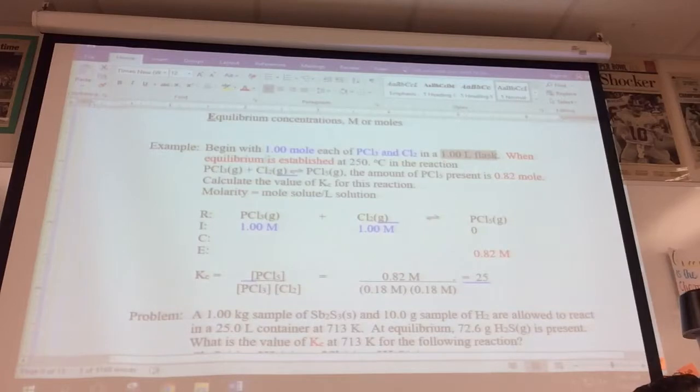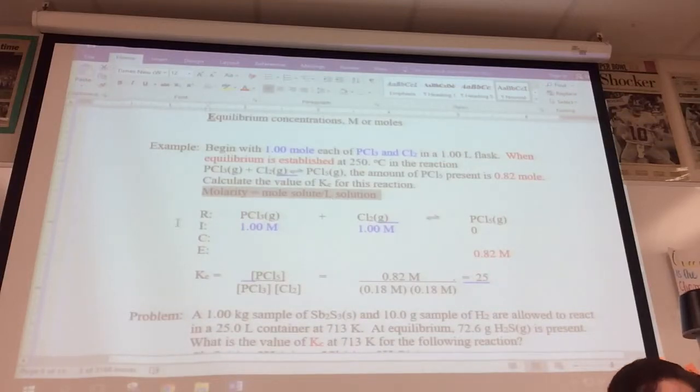It says when equilibrium is established at 250 degrees Celsius in this reaction, the amount of phosphorus pentachloride present is 0.82 moles. When equilibrium is established, so in red we have equilibrium conditions. Calculate Kc, reminding you concentration expressed as molarity is moles of solute over the total volume in liters of solution.